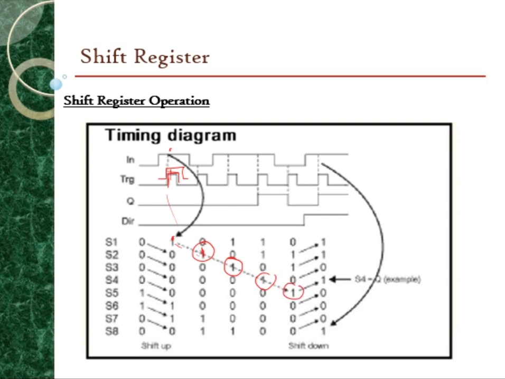So in your LOGO, the shift up is actually the right direction of shift, while the shift down is the direction for the left shifting process.